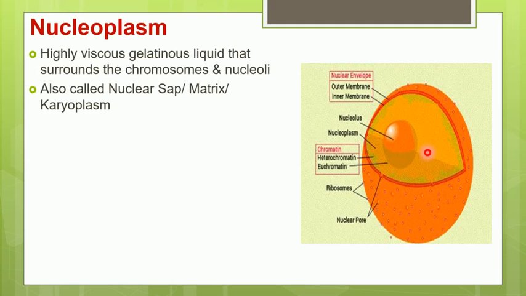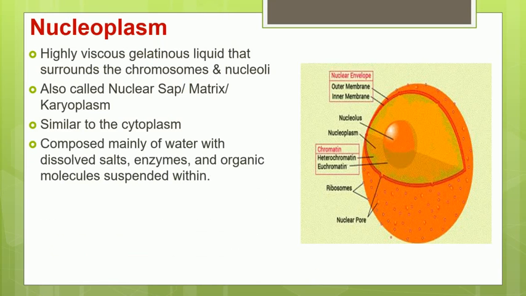It is also called by other names, that is nuclear sap, nuclear matrix, or karyoplasm. So there are different names to the nucleoplasm, that is nuclear sap, nuclear matrix and karyoplasm. Now if we see, it is quite similar to the cytoplasm. We know that inside the cell, the jelly-like liquid material is called as cytoplasm, and the liquid jelly-like material present in the nucleus is called as nucleoplasm.